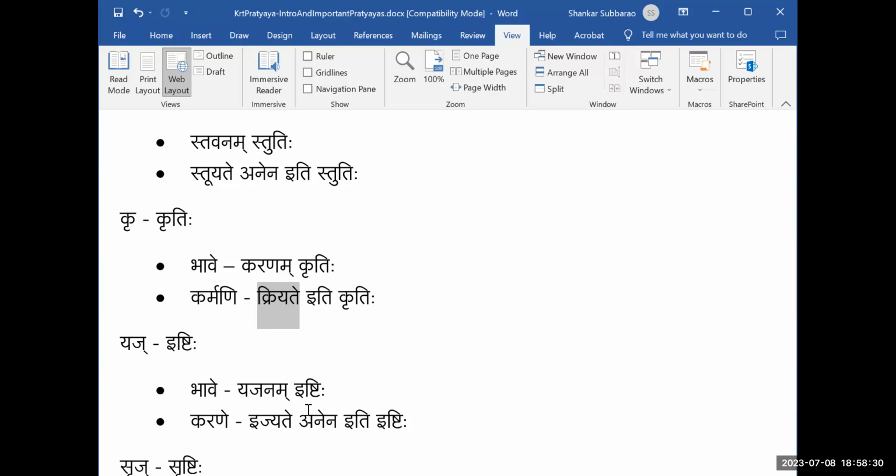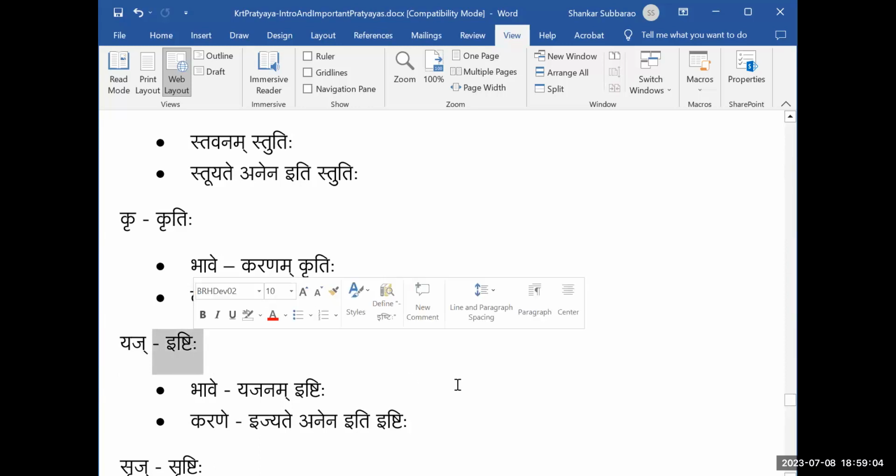Therefore, if a pot is made, that will be kriti. Therefore, this meaning is called a karma vyutpatti. Is this clear? It means the object is told by kriti now. Let us look at the next word. Yaj dhatu. Yaj dhatu means to worship. And some changes happen. And therefore, it becomes not yati, not yakti, but ishti.